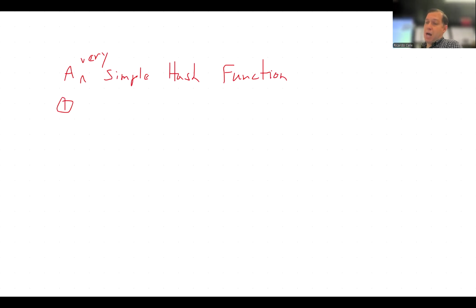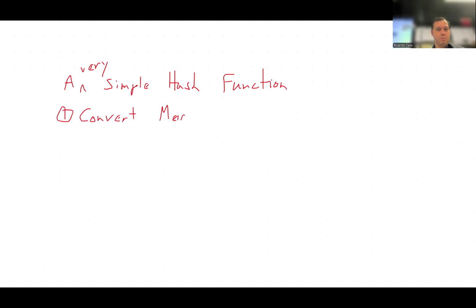So practically speaking, all algorithms for computing the hash code of a message view the message as a sequence of n-bit blocks. That's the first assumption. So we're going to look at the message as a sequence of n-bit blocks. So step one, convert message M into a sequence of n-bit blocks.